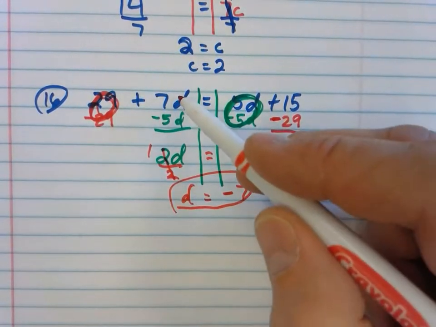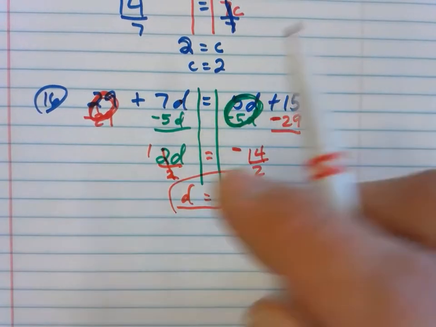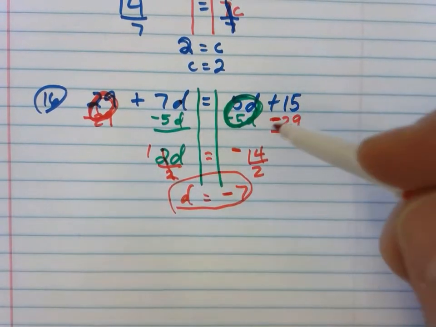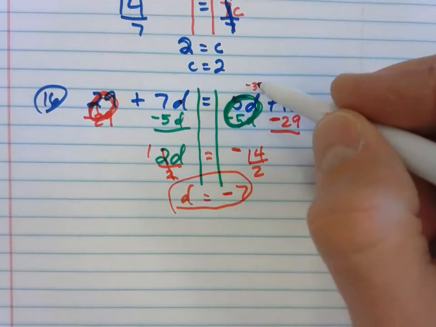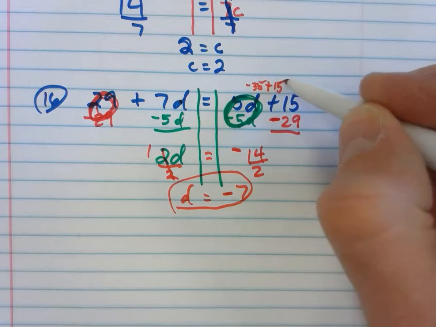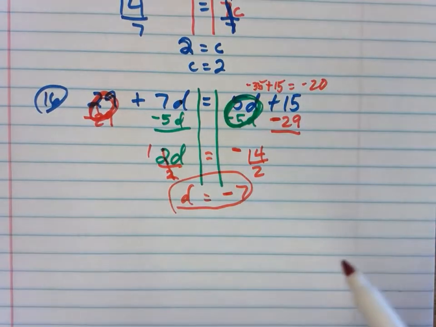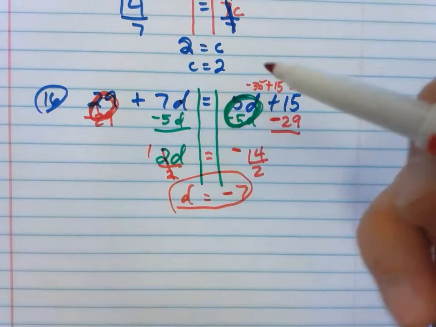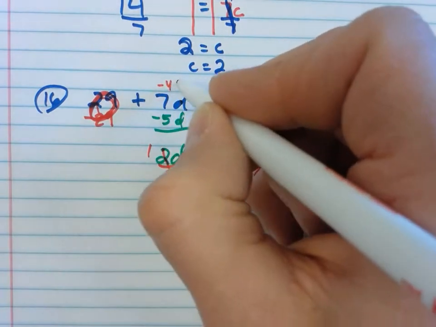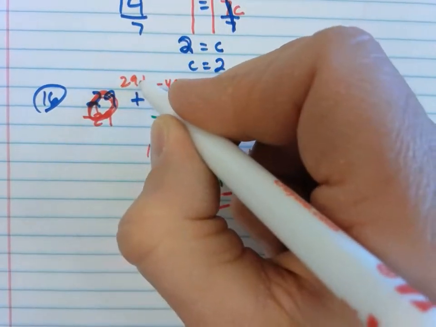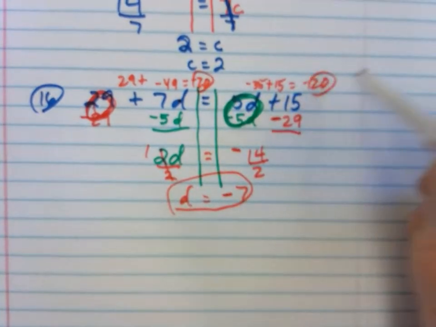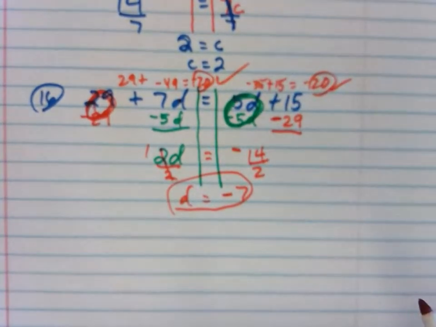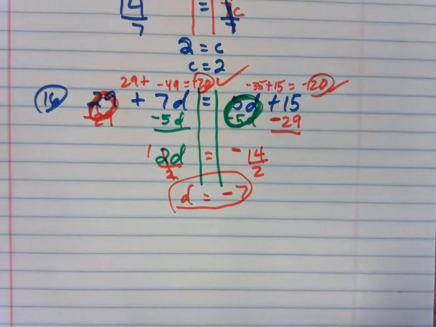Again, if you want to check it, you can put it in up there. Make sure the two numbers equal on each side. So negative 7 times 5 is negative 35, plus 15 is negative 20. And if I put it in over here, 7 times negative 7 would be negative 49. And 29 plus negative 49 is negative 20. So I got negative 20, negative 20. Checkity check. All right, so I know I got them both right because I got negative 20 on both sides.